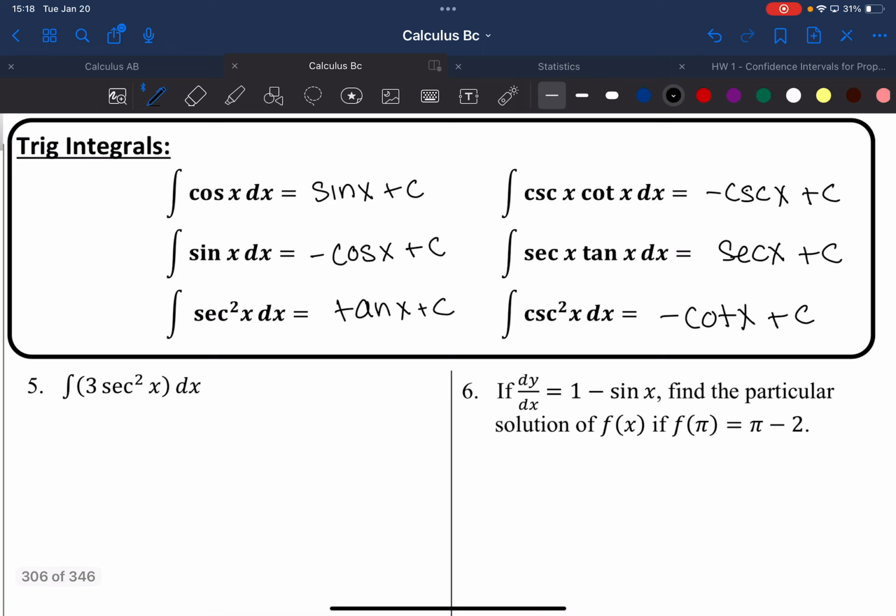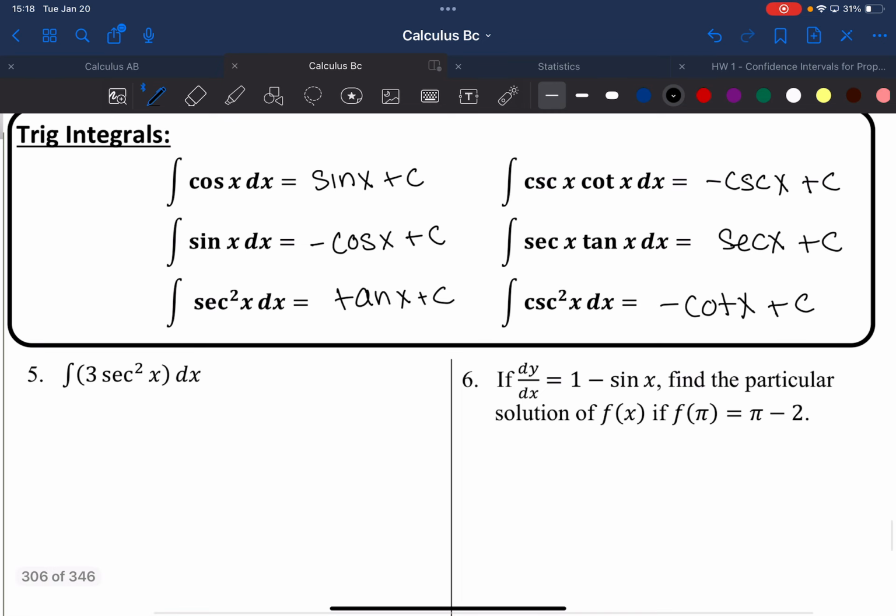And then we're going to do the same thing. So number 5 and number 6, we're finding the general and then the particular solution. On number 5, we could rewrite this as 3 integral secant squared x dx. If it helps us to remove those extra constants, coefficients, at the front, then we're going to do that. And then looking at our table, we know the integral of secant squared x is tangent x plus c. So this is equal to 3 tangent x plus c.